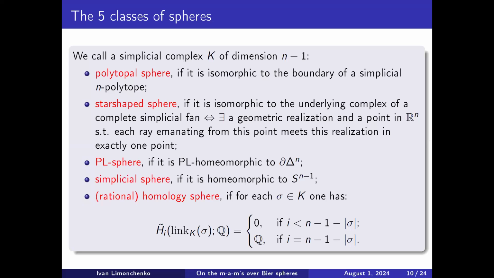As I mentioned, the empty simplex is a simplex in K. So if you consider sigma being the empty set, you will obtain that K itself is a homology sphere. In the literature, homology spheres can have different definitions, but that's the definition which I'm using here.